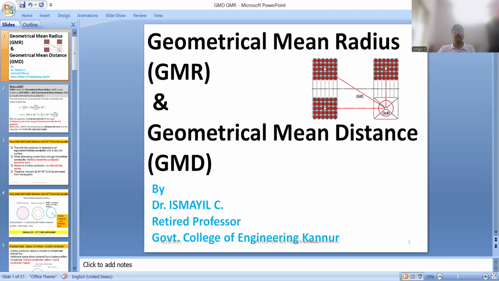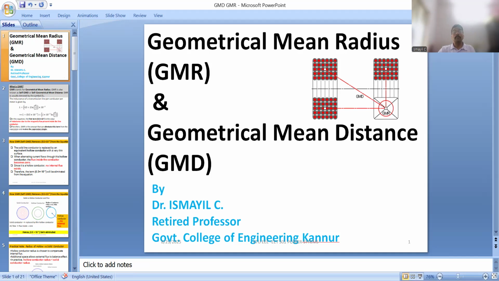It is a single circuit three-phase line. The frequency is also given here. This three-phase line is arranged at the corners of an equilateral triangle configuration. The distance is also given, 5 meter. So what is the GMD?